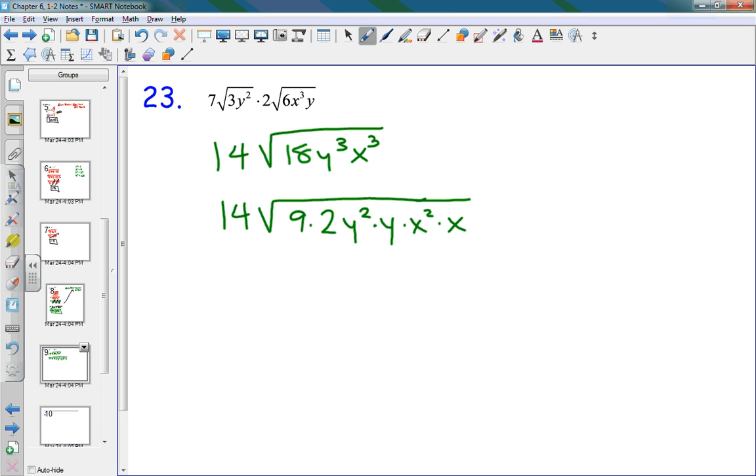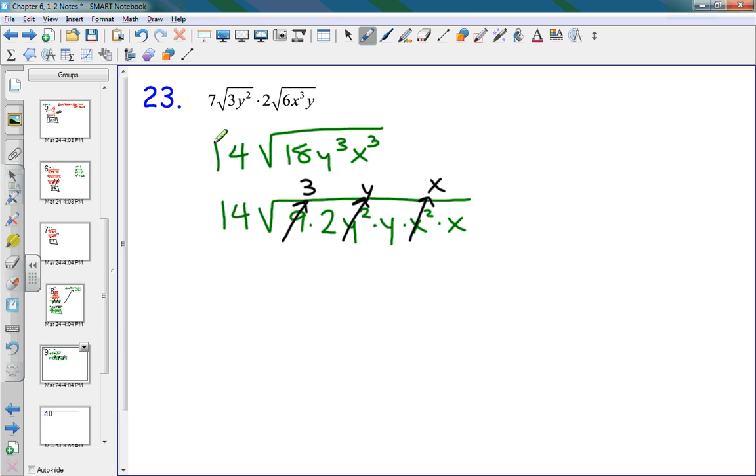Okay, now everything is broken down inside the radical. What do I need to do? I need to cancel things out or take them out. So what is the square root of 9? Can I take the square root of 2? No. What about the square root of y squared? Can I take the square root of y? Can I take the square root of x squared? What is it? Can I take the square root of x? No. Why can I not take the square root of y and x? Because the power that's on each one of them is 1, and that's smaller than the root, which is 2. Do we understand that? So I leave that alone.